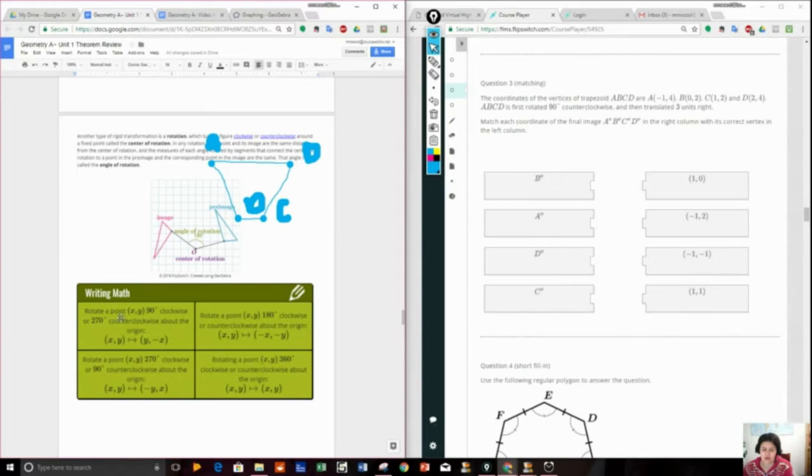So the first thing that we need to know is that it says rotate a point XY 90 degrees clockwise, which is not what we're doing. So then I'm going to look for the other 90 degrees. It says rotate a point XY 270 degrees clockwise or 90 degrees counterclockwise about the origin, and then it gives us our mapping x comma y and our coordinates negative y comma x.